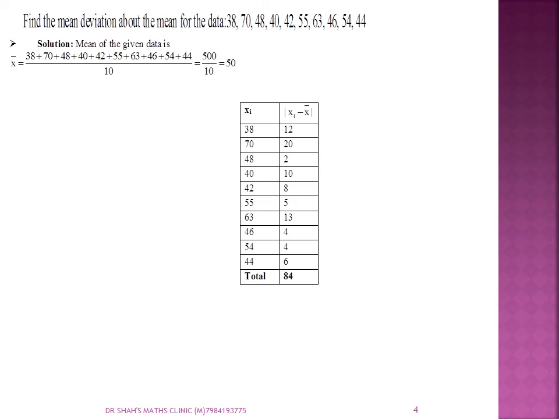Now the mean deviation about the mean is delta x bar equals sigma i running from 1 to n modulus of xi minus x bar by n. The total number of observations n is 10, and the sum of modulus of xi minus x bar is 84. So 84 by 10 equals 8.4. Is it okay? Okay, make a note for this.